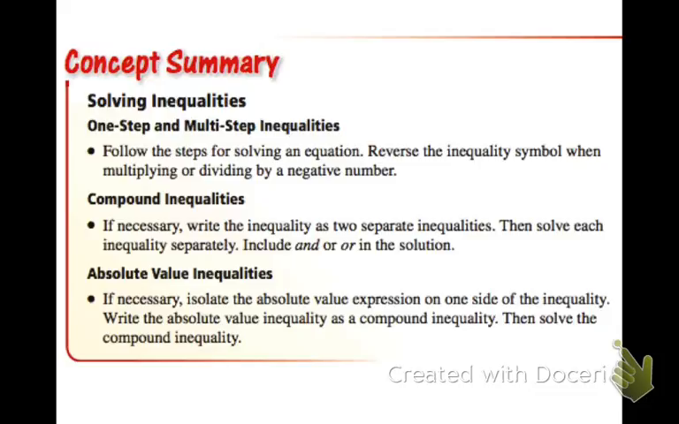In the compound inequalities, if necessary, write it as two separate inequalities, then solve them separately and include and or in the solution before you graph it. Remember that and means numbers between, or means the numbers beyond. The absolute value inequalities, if necessary, isolate the absolute value expression on one side of the inequality, write the absolute value inequality as a compound inequality, and then solve it.